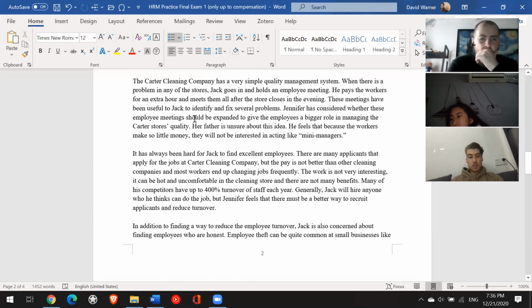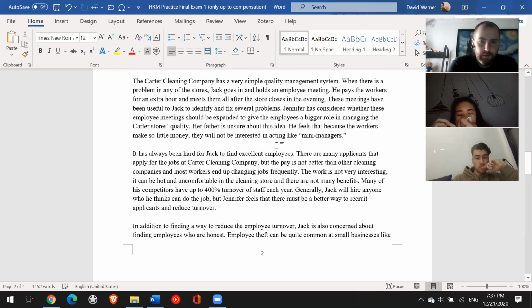Let's go on to the next part. The Carter Cleaning Company has a very simple quality management system. When there is a problem in any of the stores, Jack goes in and holds an employee meeting. He pays the workers for an extra hour, meets them all after the store closes in the evening. These meetings have been useful to Jack to identify and fix several problems. Jennifer has considered whether these employee meetings should be expanded to give the employees a bigger role in managing the Carter stores' quality. Her father is unsure about this idea. He feels that because the workers make so little money, they will not be interested in acting like mini managers.